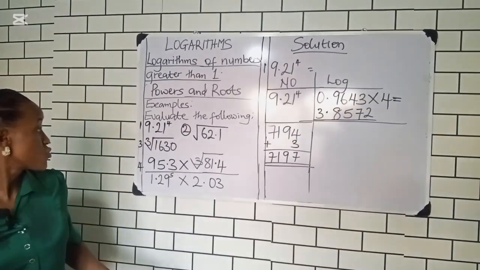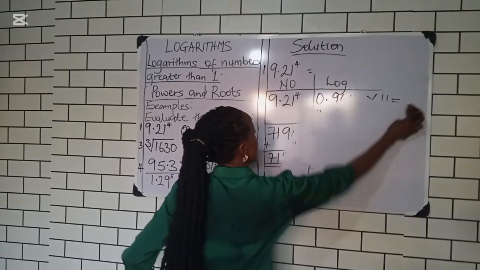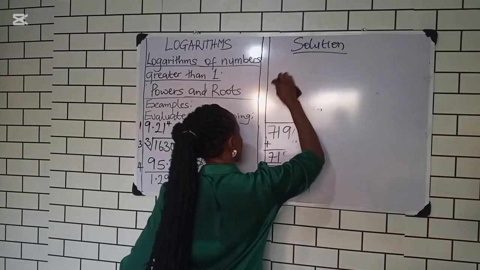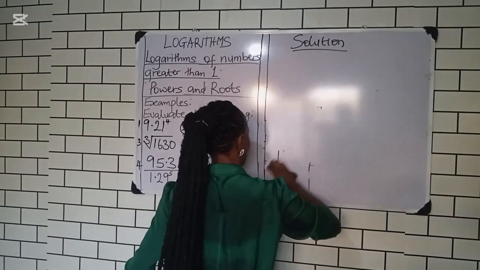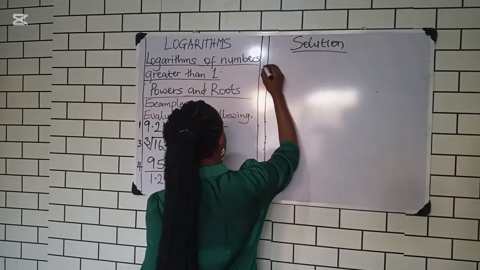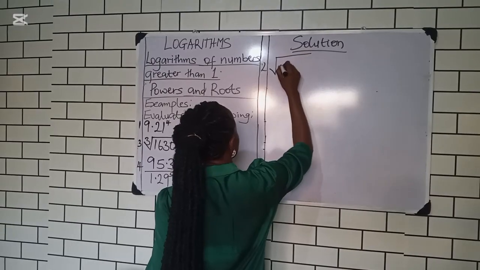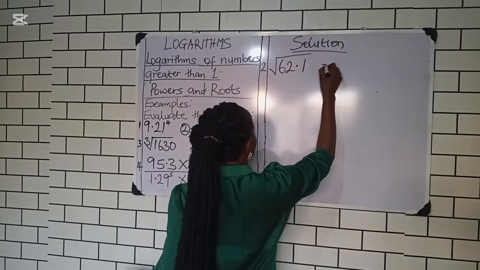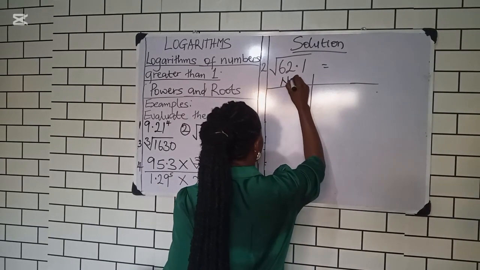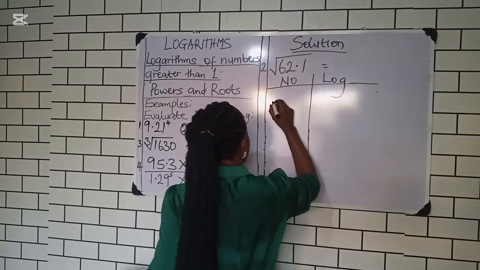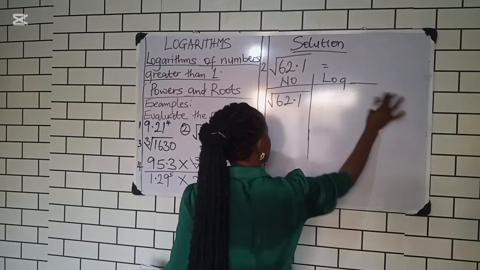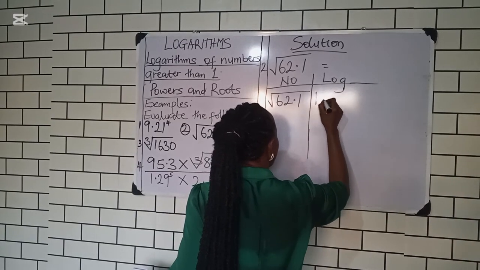Moving over to the second question. Number 2, we have square root of 62.1. Draw your table, have your number, have your log part. Then we have our square root of 62.1. The characteristic part here is going to be 1, that is 1 point.